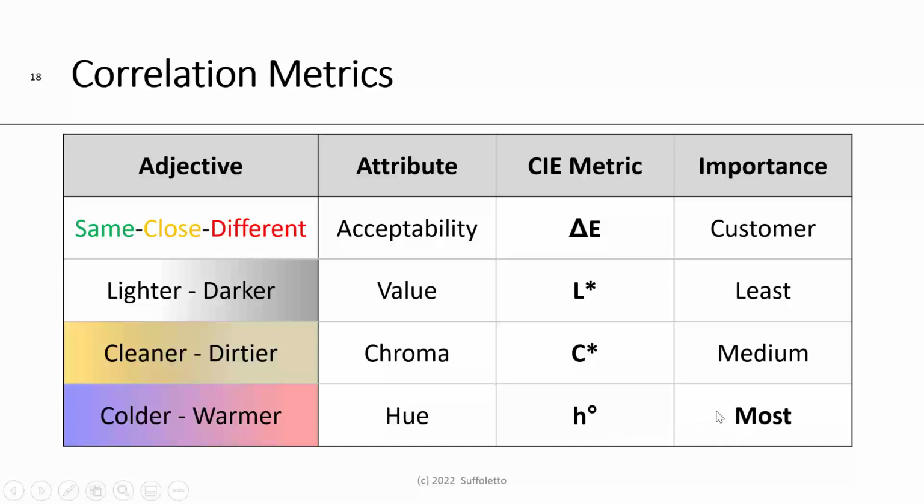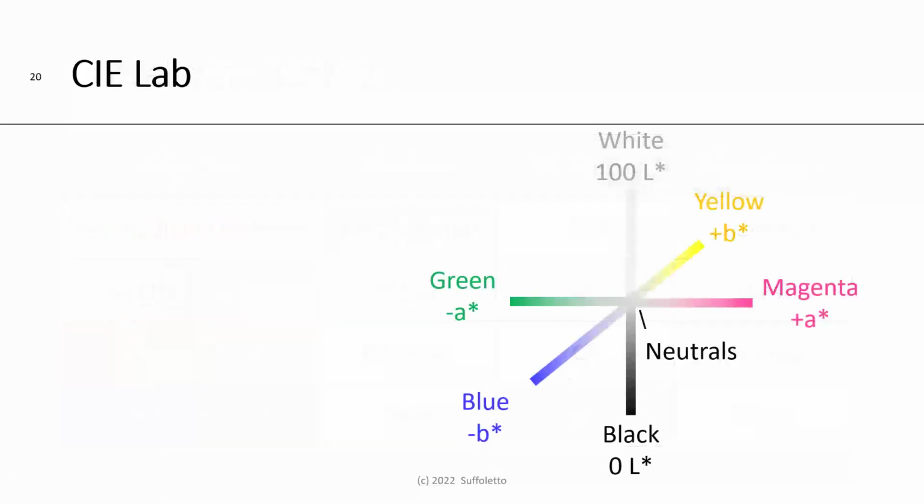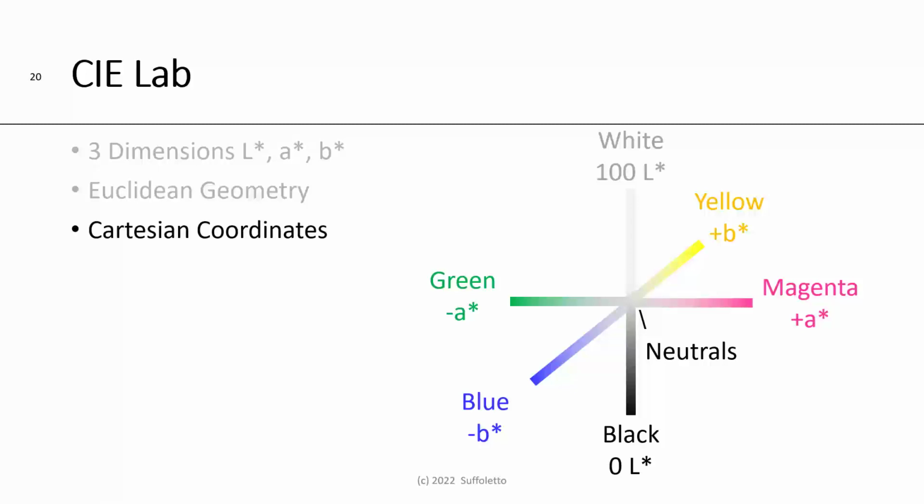People notice hue shifts quickest, especially in neutral gray colors. That's why neutral is used for gray balance. All right, let's define CIELAB: L star, A star, B star. Well, it's 3 dimensions. They're independent. We'll use Euclidean geometry or the Cartesian coordinate system for them. They're the opponent theory. That means either/or. They can't simultaneously be the same.